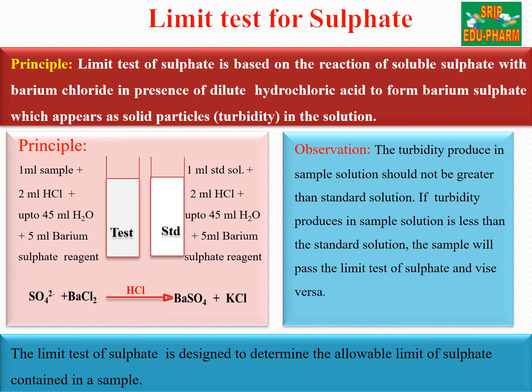If turbidity produced in the sample solution is less than the standard solution, the sample will pass the limit test of sulfate. If it is greater than the standard solution, the sample fails the limit test of sulfate. The limit test of sulfate is generally designed to determine the limit of sulfate contained in a sample.